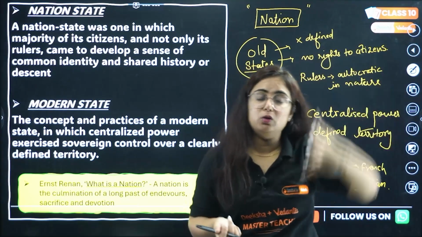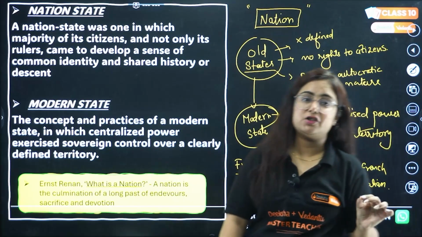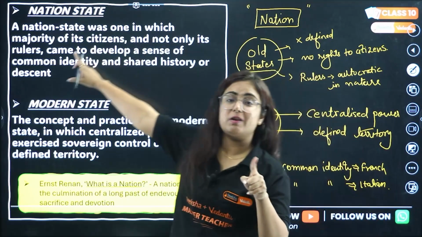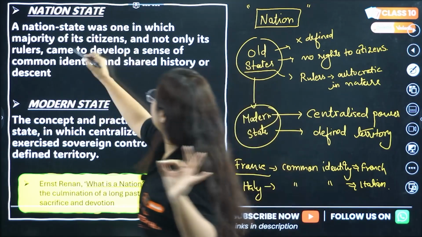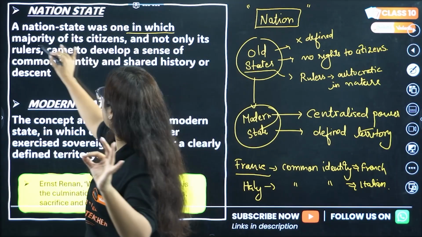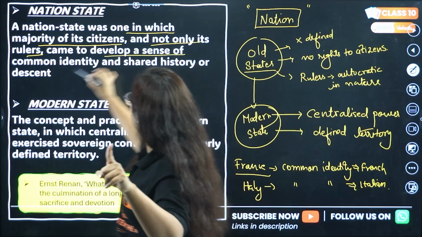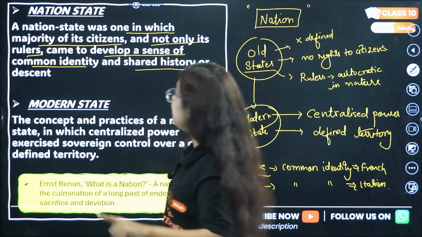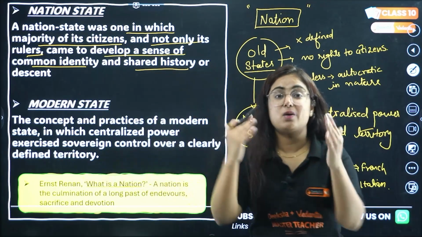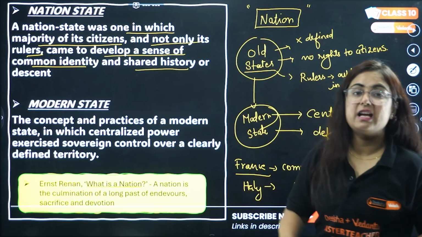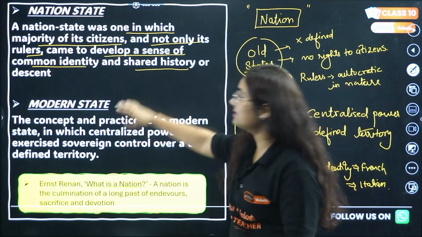We used to be ruled by the Mughal Empire, so we had a common past, and that is what a nation is. If you now go back and read this definition of nation state, it will be crystal clear to all my students that a nation state is one in which the majority of its citizens, and not only its ruler, came to develop a sense of common identity and shared history. We have a common identity that we are Indians. Why? Because we shared the history and the descent. Getting my point? This is the difference between a modern state and a nation state.